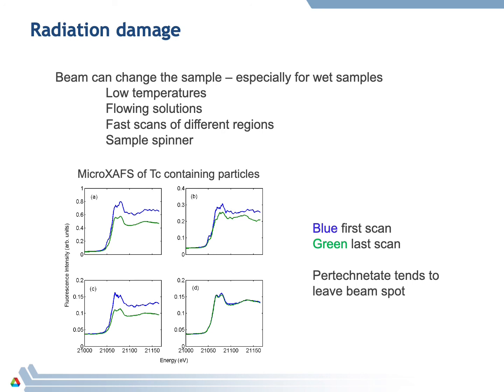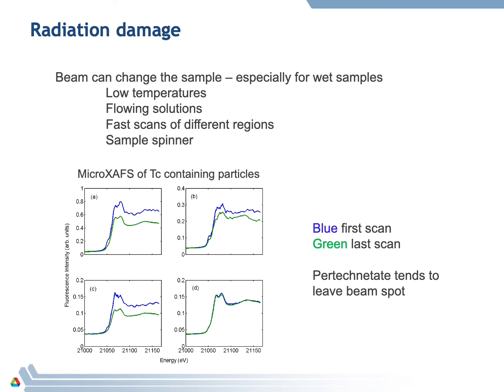If you have a sample in solution, you can have a flowing solution, so you're refreshing the sample before it's damaged. You can run fast scans, so this is where quick scanning may be of interest. You can run a fast scan on a small region and then move the sample and do another quick scan before the sample has a chance to damage in that small region. Another method is to have some type of spinner on the sample, so you're spreading out the area of sample that the beam is hitting at any one time.